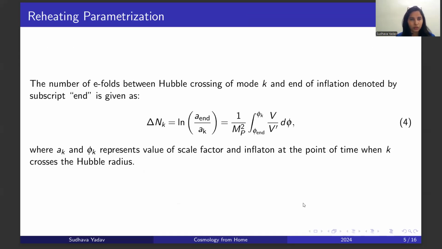Then moving to one more parameter, the number of e-folds, that is the duration. We assume some mode k, and the number of e-folds is counted between the time when this mode k crosses the Hubble radius and the end of inflation, denoted by the subscript e. The number of e-folds can be written as the logarithmic ratio of a_e by a_k, where a_e is the scale factor at the end of inflation and a_k is the scale factor when the mode k crosses the Hubble radius. That can be further written as 1 by Mp squared times the integral from φ_e to φ_k of V by V dash, where Mp is the reduced Planck mass.